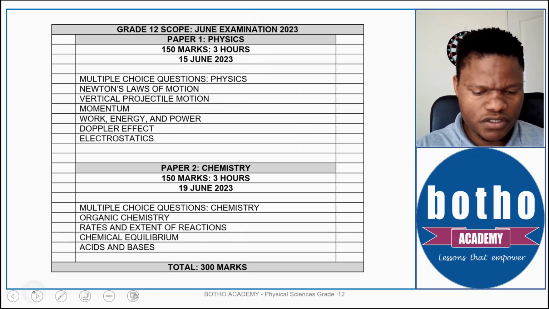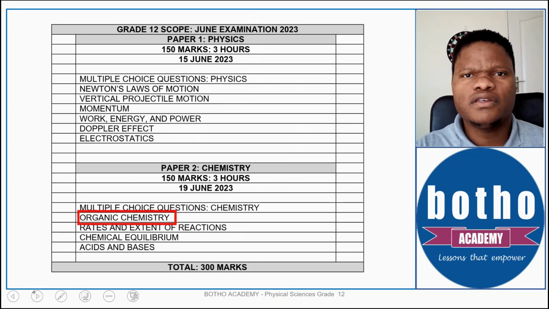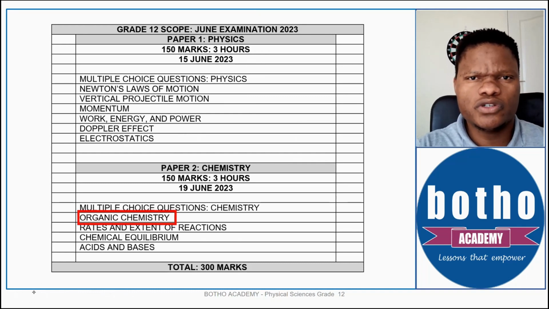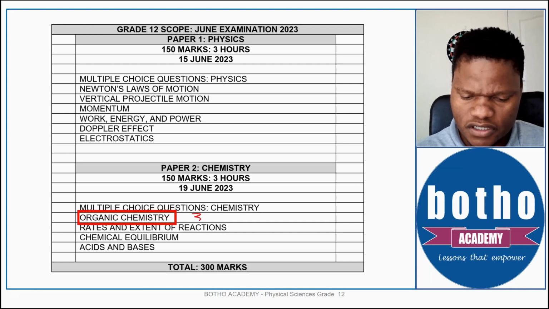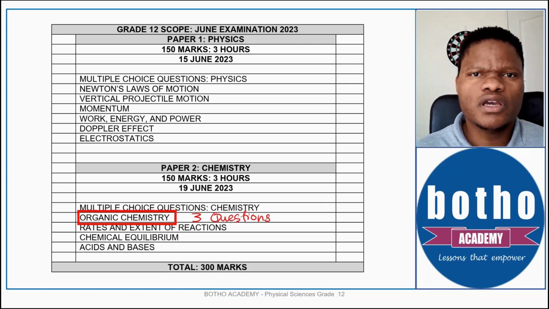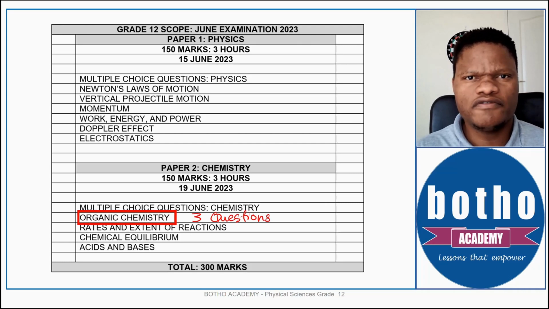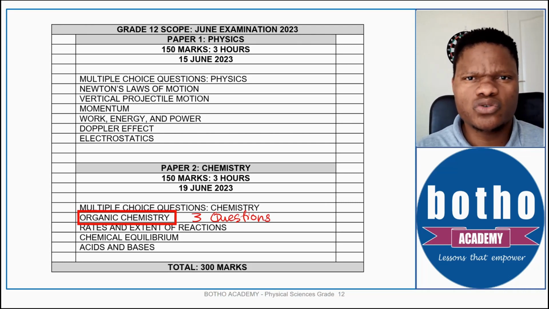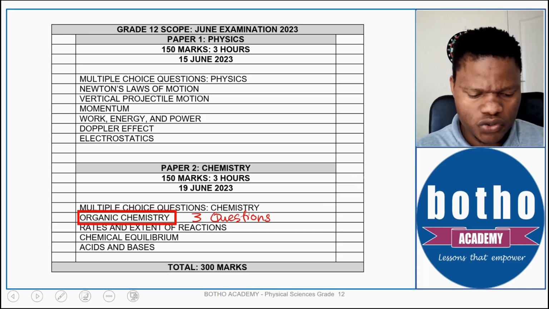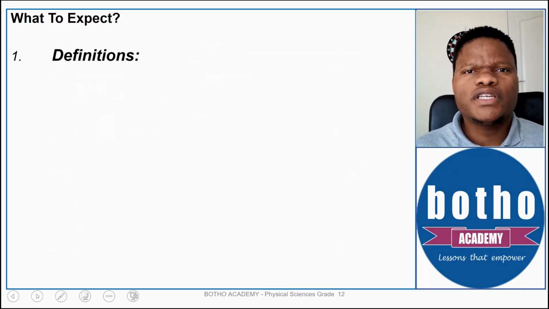Okay, as you can see under paper 2 there, the second line under the multiple choice question will be organic chemistry. Now, usually what happens is that this topic will then be divided into 3 different questions. So today what we are going to be looking at is what is likely going to be in the first question of organic chemistry, which is likely going to be in question 2 of your paper 2. Right. Now, what is to be expected?